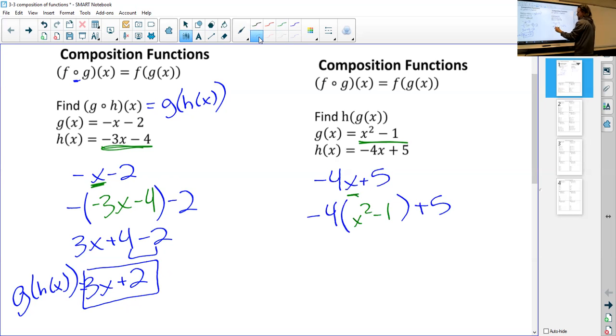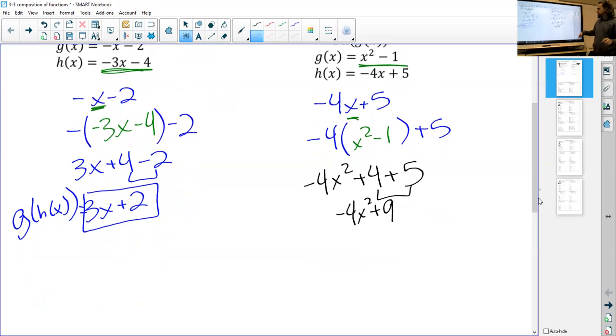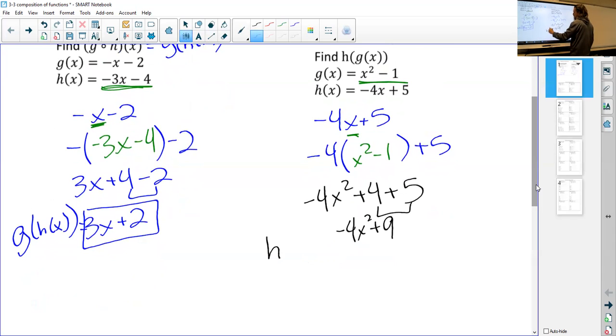Okay, and then I'm going to simplify this. So I'm going to distribute. Negative 4 times x squared is just negative 4x squared. Negative 4 times negative 1 is positive 4, plus 5. And again, all I can combine here is 4 plus 5 is 9, so negative 4x squared plus 9. You could rewrite that as a difference of two squares, but that's not what we're doing today. So let's make sure I write this down right. This is h of g of x. Okay, so there's the whole thing.